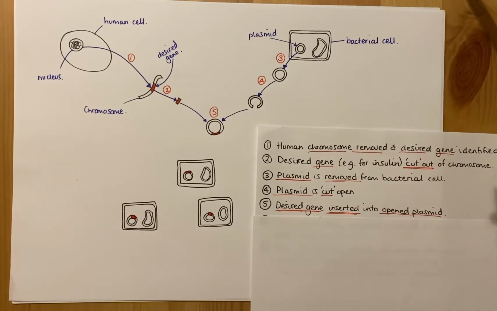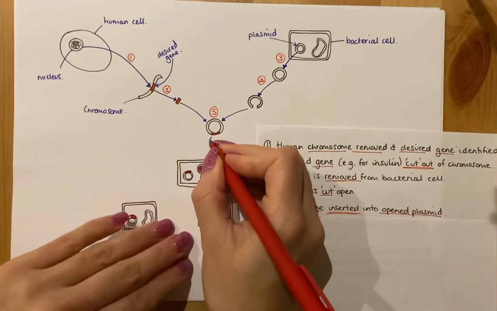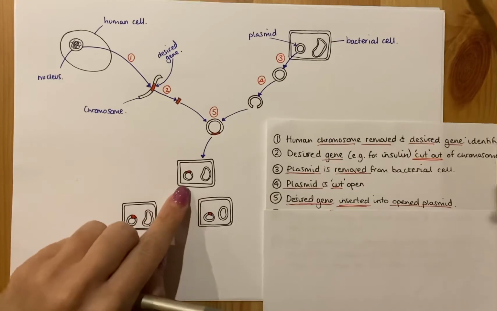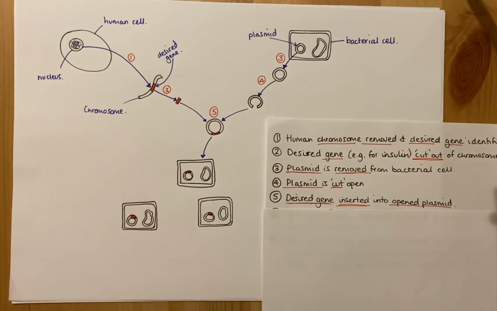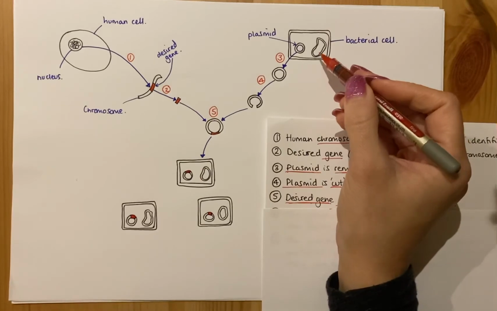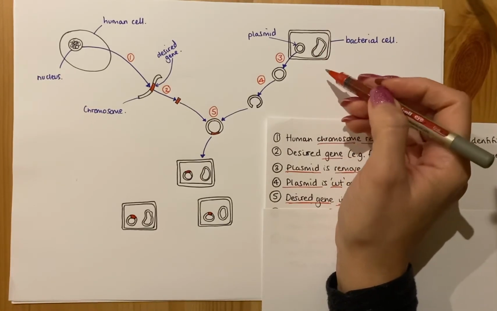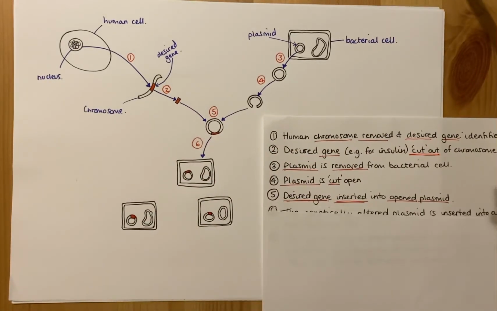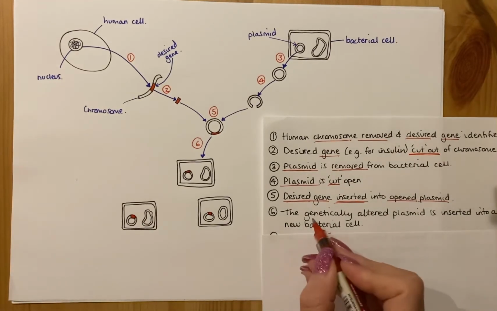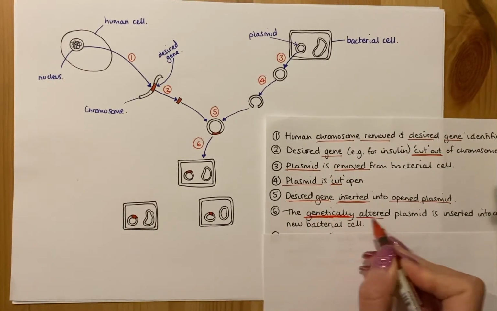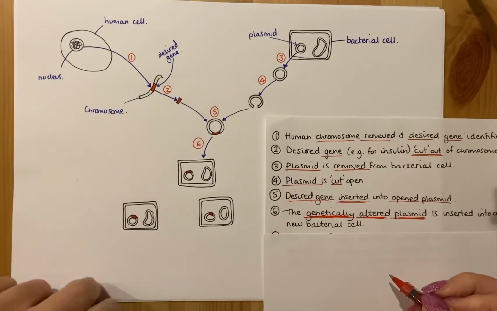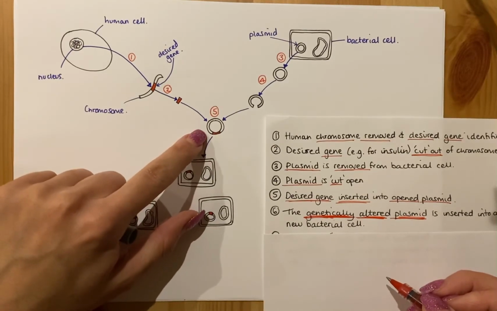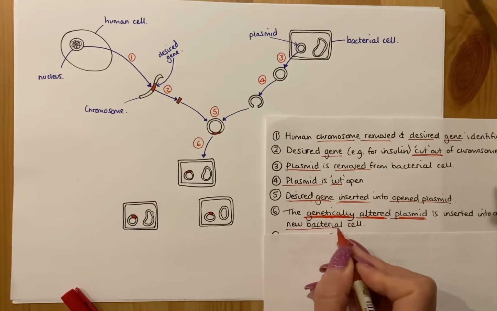The next stage after that is we take this plasmid, which we now call our genetically altered plasmid, and we insert it into a new bacterial cell. This is not the one that we previously had, because we've removed that plasmid and basically destroyed it as we removed it. So we don't reinsert it, we put it into a new bacterial cell that was a host for it. It is really important at this point to note that this is a genetically altered plasmid. It's not the same plasmid as we had before, because it has a new gene in it, that desired gene that we picked from the human gene. And it's inserted into a new bacterial cell.